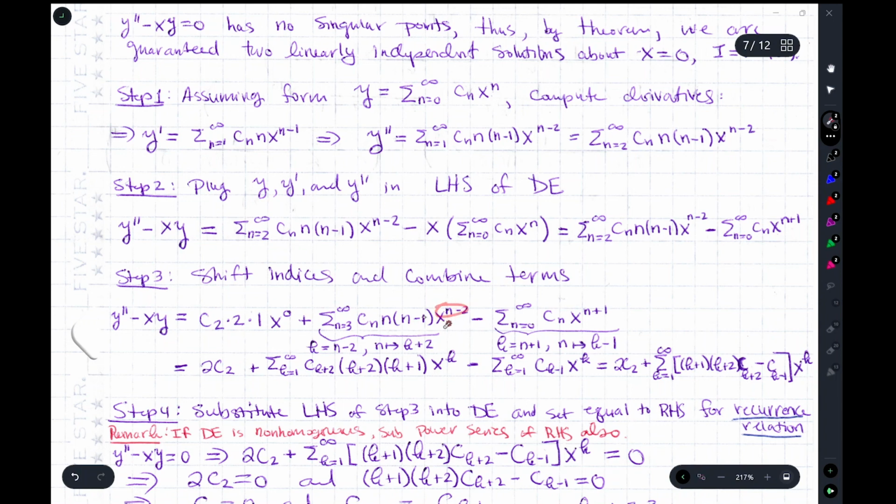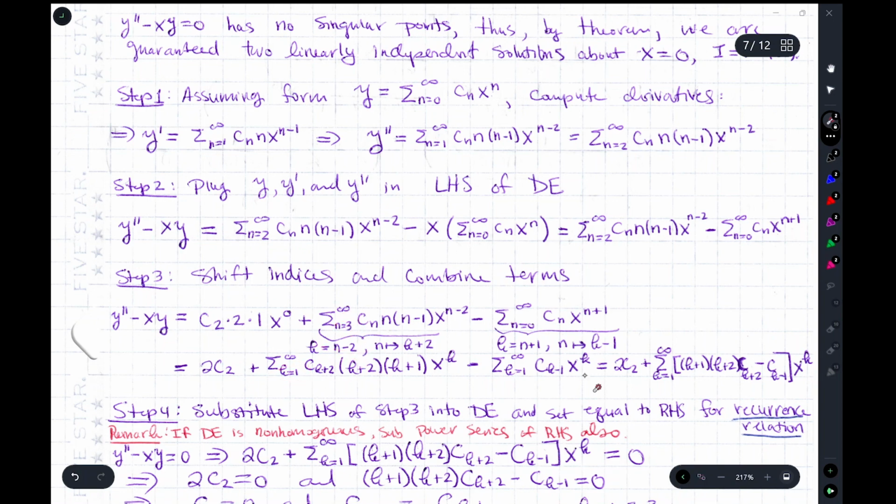And now we want these to start from the same place, as well as have the same index. So instead of n minus 2, we're going to have k for this one, so we say k is equal to n minus 2. Solving for n, we get n is equal to k plus 2, and so we can make that substitution. So we get c sub k plus 2, times k plus 2, times k plus 1. And instead of n minus 2, where do we start? Well, take that 3, put it in here. 3 minus 2 is 1.